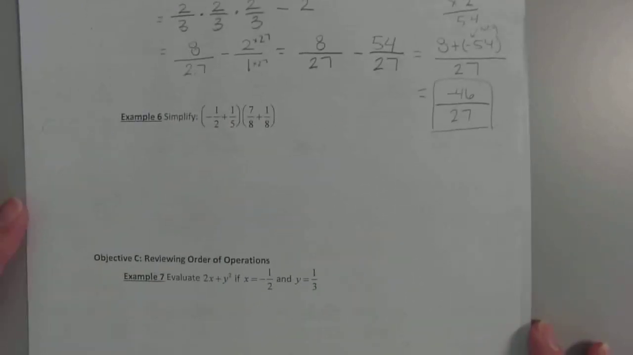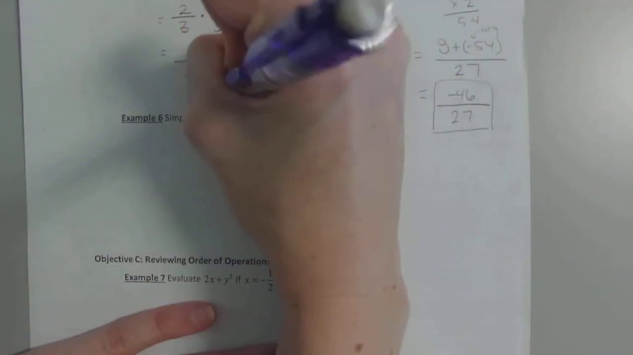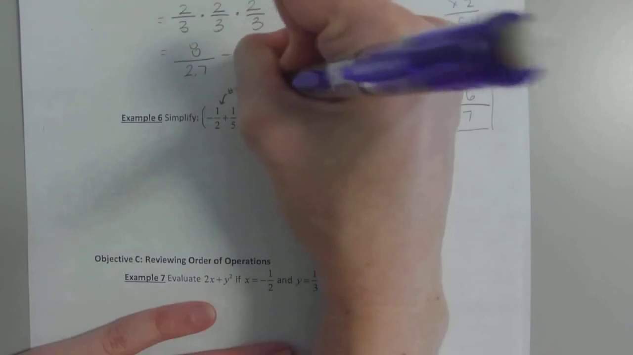Ask yourself, do they reduce? Well, we know this is a bunch of 3's, and 46 is 2 times 23. It doesn't help us. We don't have to simplify any further.